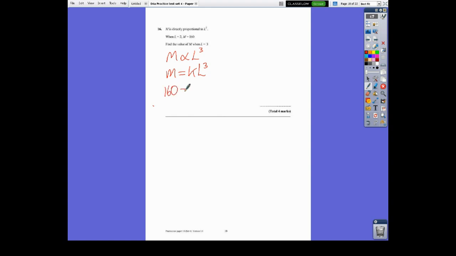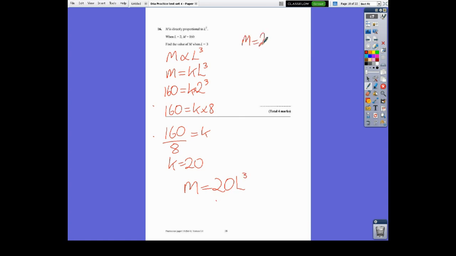If M is 160, then when L is 2, we do 160 equals K times 2 cubed. 2 cubed is 8, so we need to do 160 divided by 8 to work out K. So K is 20. Our formula, therefore, is M equals 20 L cubed. If L is 3, to work out M, we do 20 times 3 cubed. 3 cubed is 27, we do 20 times 27, which would be 540.